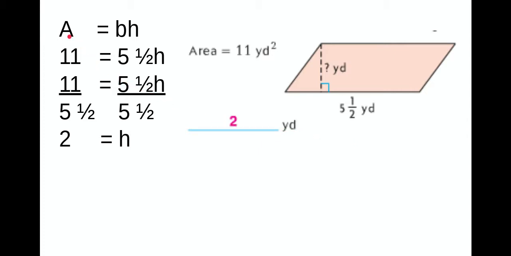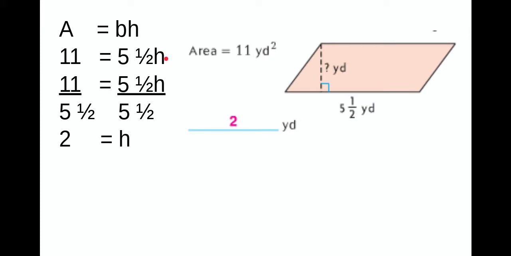So first thing, write down your formula. Next, substitute your values. This time 11 goes in where the A was. 5.5 goes in where the B was. And H, we don't know what H is, so we'll just leave it as H. We know that when a coefficient is next to a variable, it means multiplication. So this is showing that multiplication is happening.